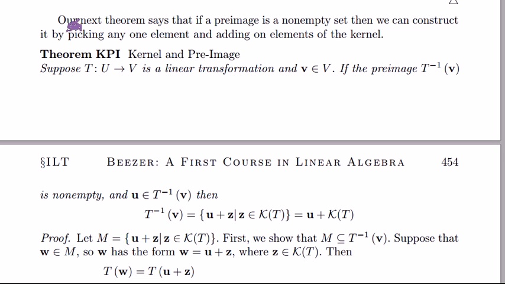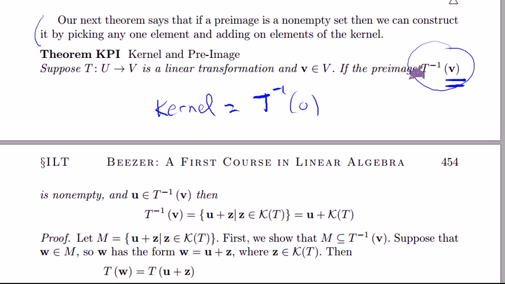Okay. All right, now here's a very general and important theorem. We notice that the kernel is equal to T inverse of 0. Now we want to characterize T inverse of an arbitrary vector. It turns out that T inverse of an arbitrary vector is very closely related to the kernel. And here is the relationship.